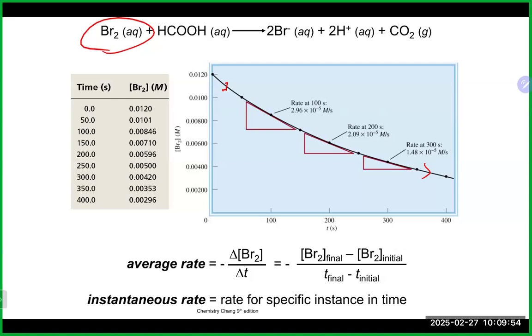And that's how these reactants and products are changing as well. Over a specific period of time, they may be changing faster, and then they may slow down and average out over the period of time that will happen.